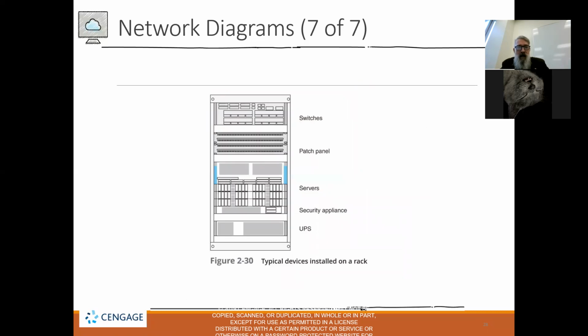Wouldn't be so great. So we're still talking about diagrams here. Some other diagrams have special symbols. These are looking at physical devices, and these are standard symbols used in diagrams. So switches look like that, patch panel like that, servers and security appliances, and UPS. UPS stands for uninterruptible power supply.